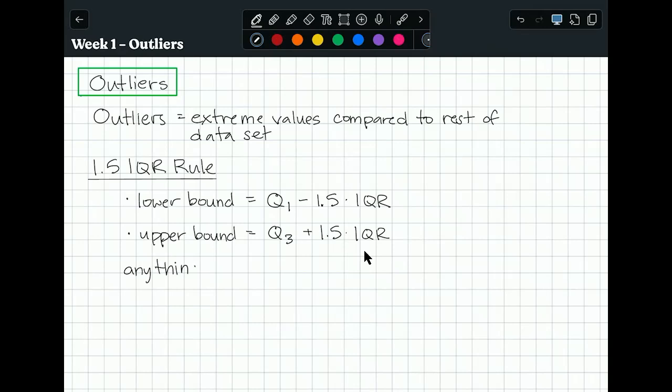Anything that is less than your lower bound or greater than the upper bound is considered an outlier.